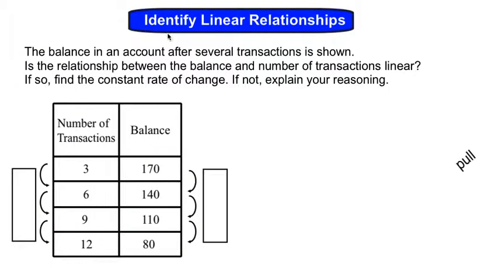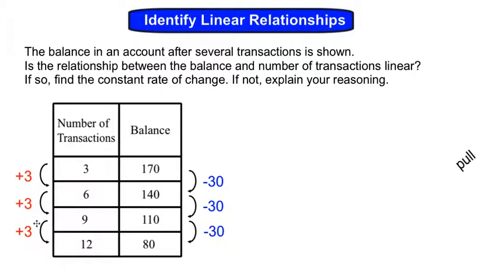It says the balance in an account after several transactions is shown. Is the relationship between the balance and the number of transactions linear? If so, find the constant rate of change, and if not, explain your reasoning. Well, the balance is decreasing in each of these transactions by $30, and the number of transactions is increasing by 3 every time. It's not dollars, excuse me.